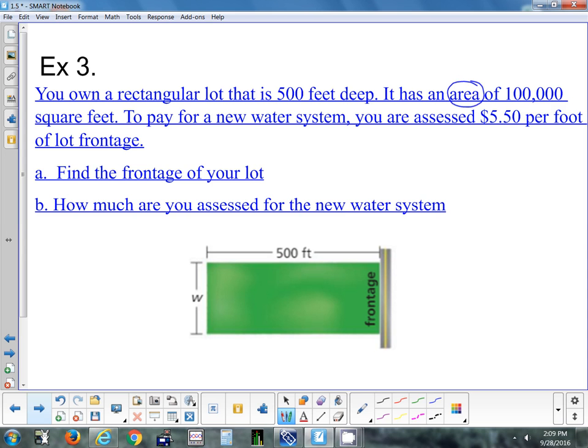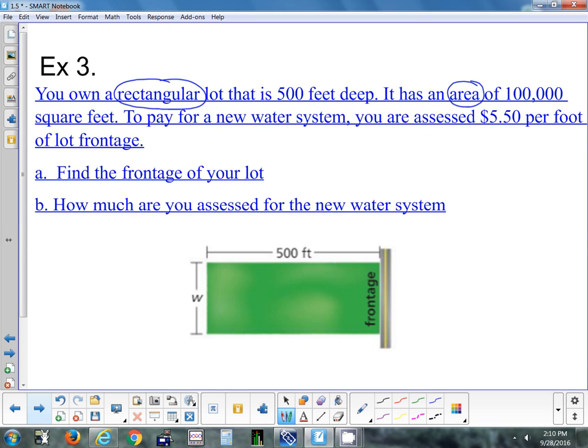Okay, we have area, and we're talking about a rectangle. So I need to think about what is the formula for the area of a rectangle. Anybody remember that? Not something Mr. Roy and I went over, but something you should know. Area of a rectangle.